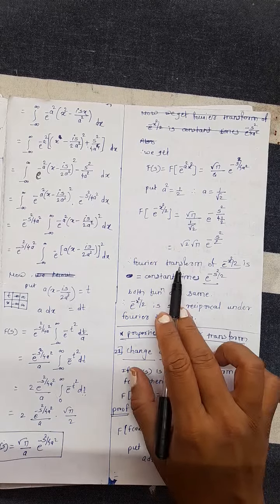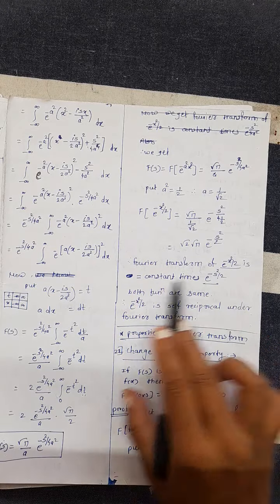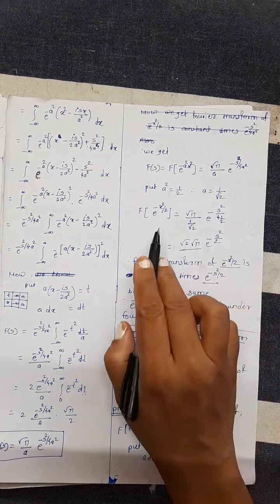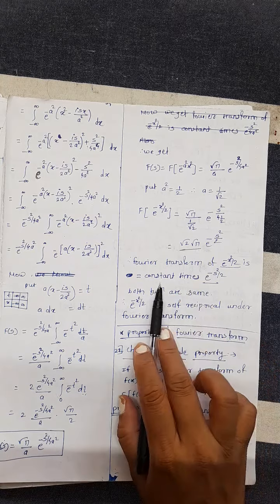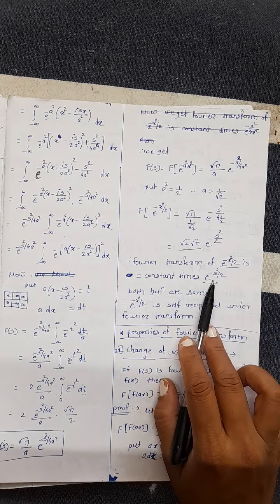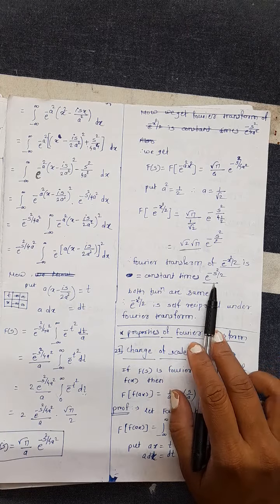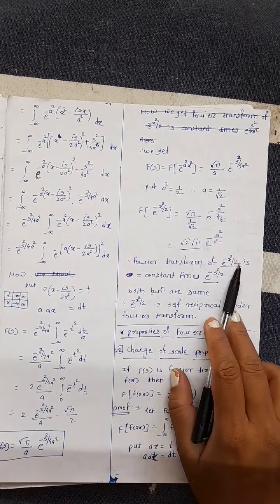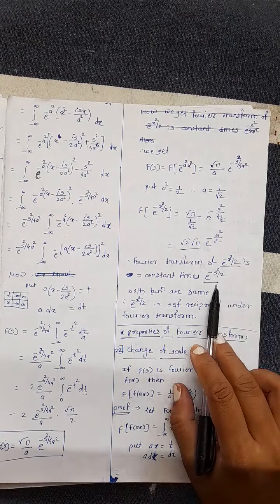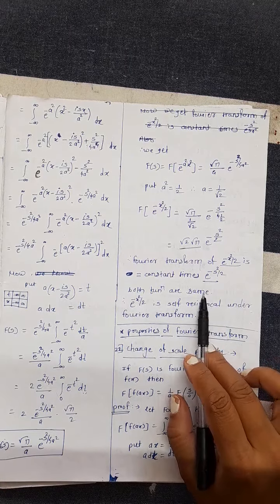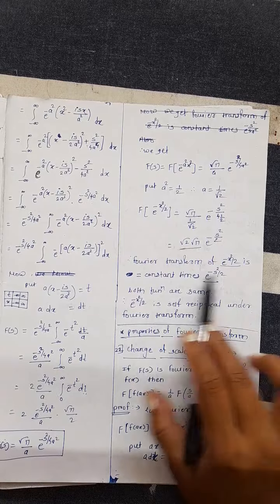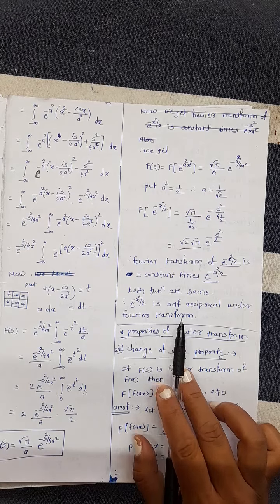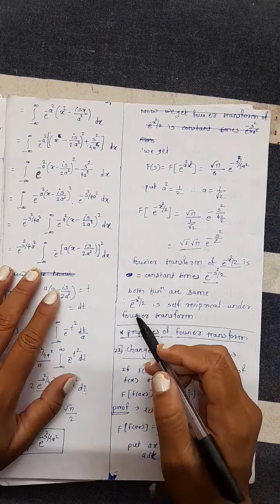Therefore Fourier transform of e raised to minus x square by 2 is equal to this constant number, constant times e raised to minus s square by 2, and these two functions are similar. Both the functions are same or similar. That's why e raised to minus x square by 2 is self reciprocal, like a mirror image, under the Fourier transform. This will be our second question.